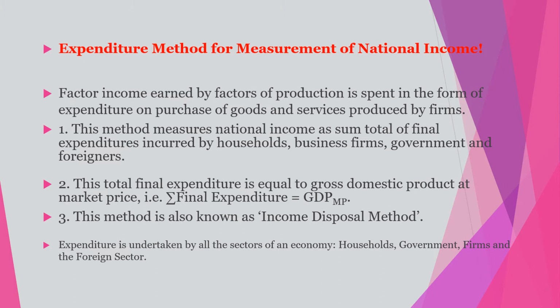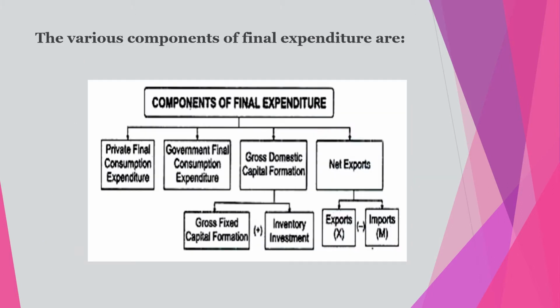Now, the various components of final expenditure are private final consumption expenditure plus government final consumption expenditure plus gross domestic capital formation plus net export. Now you can see private final consumption expenditure you are going to get as it is, which is denoted by C. Government final consumption expenditure, that is denoted by G. Gross domestic capital formation, which is denoted by GDCF. Net export, X minus M.